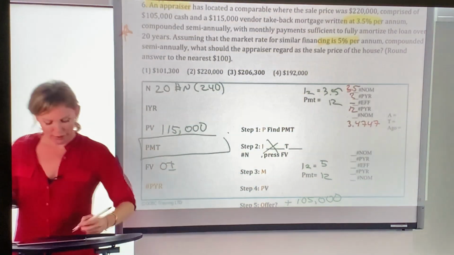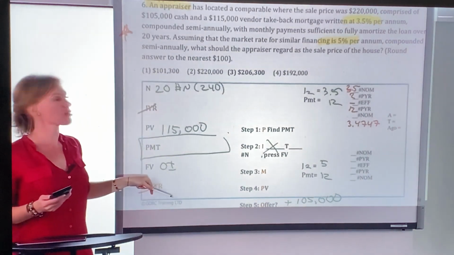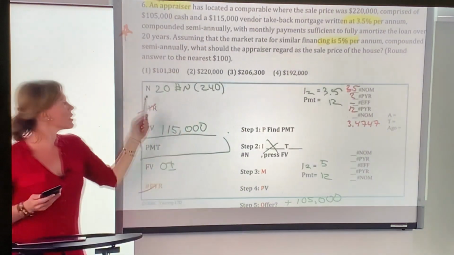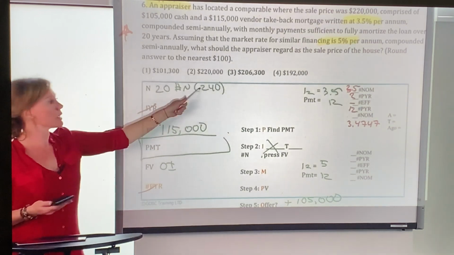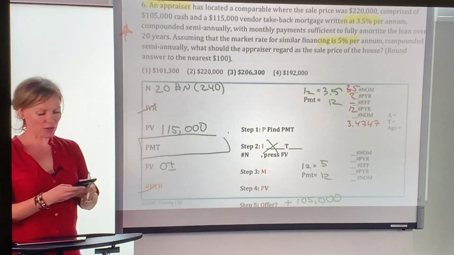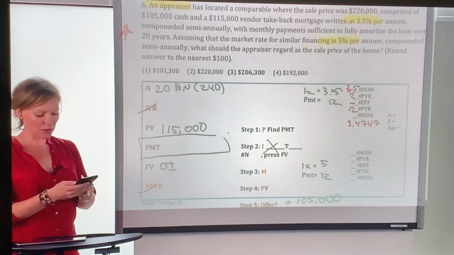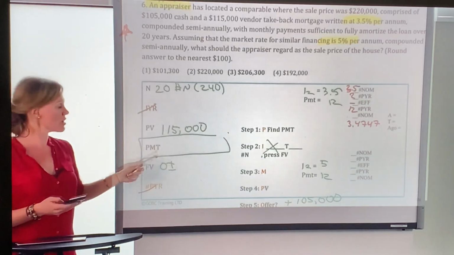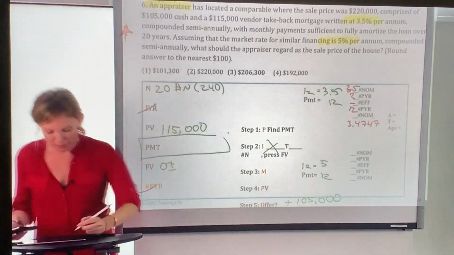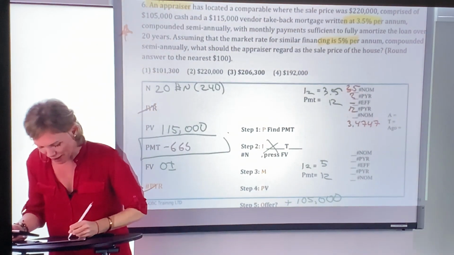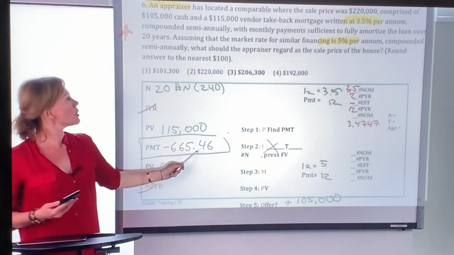Then we cross off your IYR PYR. So that's done. Now you know everything is monthly on this side because your last PYR is 12. N, 20 years, so you do 20 shift N. It will come up as 240 months. 115,000 PV. Skip the payments, 0 plus minus future value. Don't forget this one. And only after that you press your PMT. Payment came up to negative 665.46.